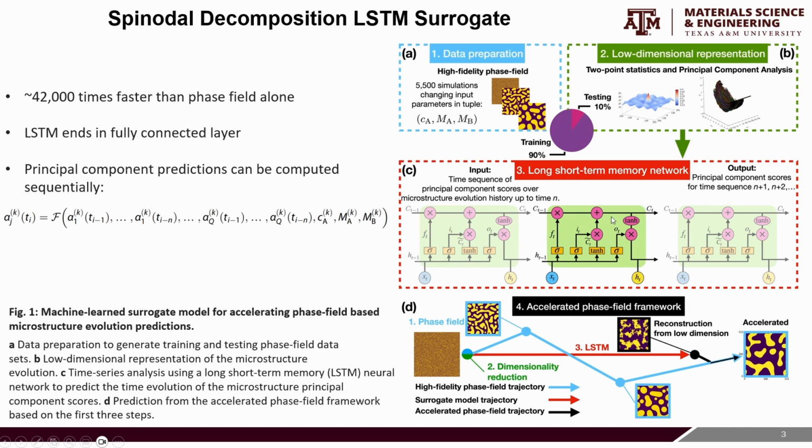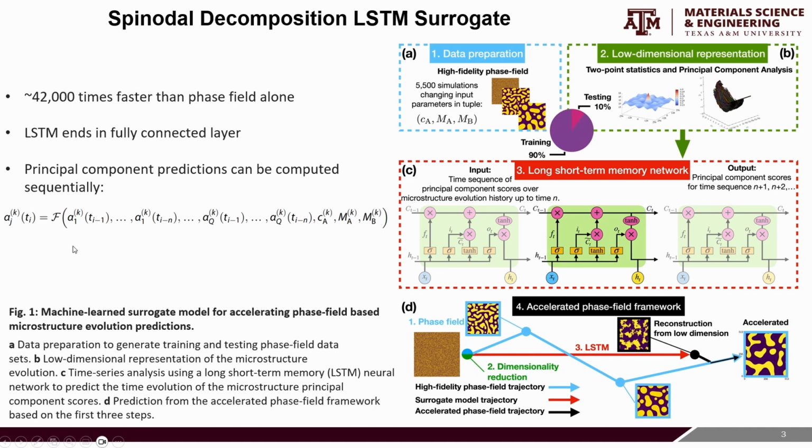The inputs into this long short-term memory network are the principal components and these three original components here. We can see over here that the LSTM ends in a fully connected layer to help it come back into the needed components. And then the principal component predictions can be computed sequentially. These are the weights for the principal components. And this F right here is essentially the function for the LSTM.